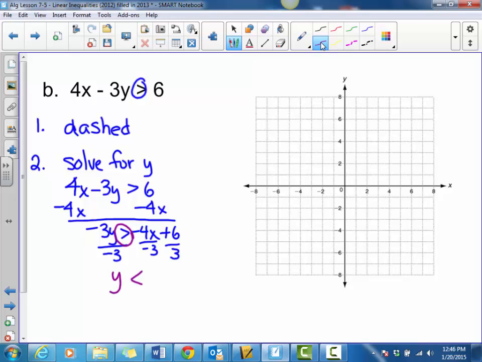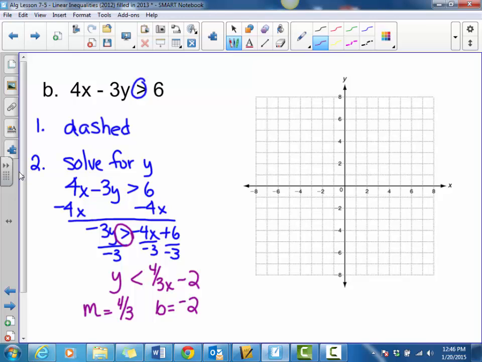So I have y is less than 4/3 x plus, it's actually negative 3 right here, plus or minus 2. y is less than 4/3 x minus 2. So this inequality tells me that my slope is a positive 4/3, and my y-intercept is negative 2.